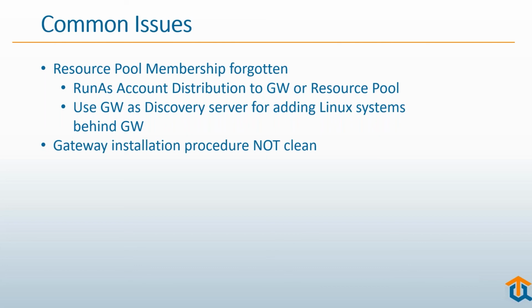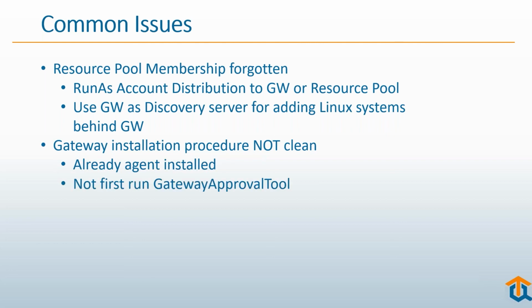What we see a lot is the gateway installation procedure not being clean. We already mentioned a few of these. I will mention this one again: already agent installed. This happens a lot when we are troubleshooting customers. Also, not first running the gateway approval tool. You first need to run the gateway approval tool before installing the gateway software. And of course, either a forgotten certificate or assigning the wrong one. I've seen a management server certificate being loaded on a gateway, or the gateway certificate being loaded on a management server. Those kinds of things happen, and each, of course, has its own certificate.